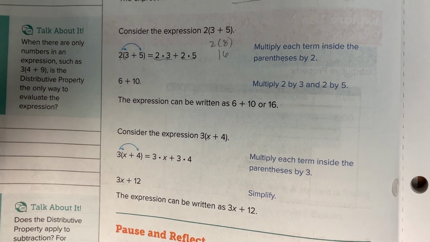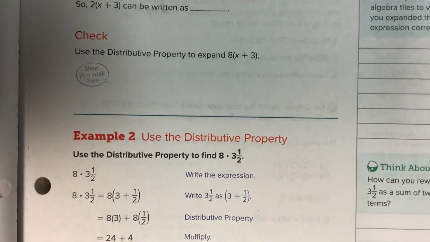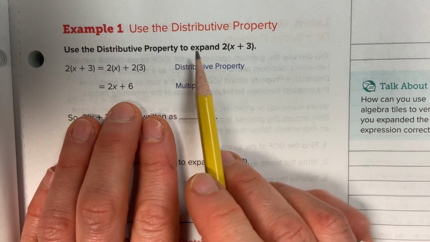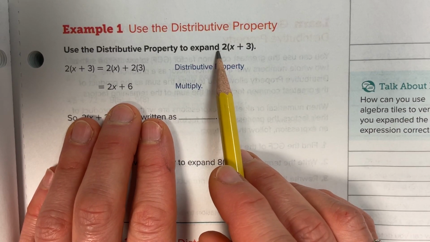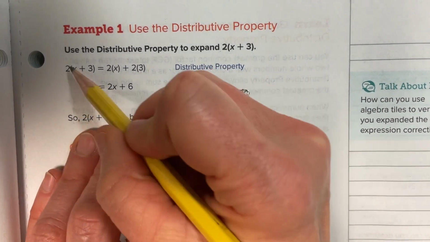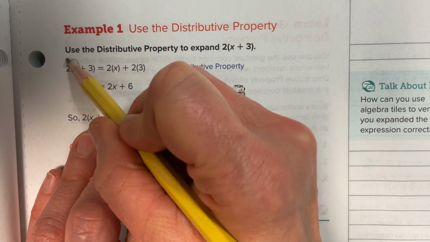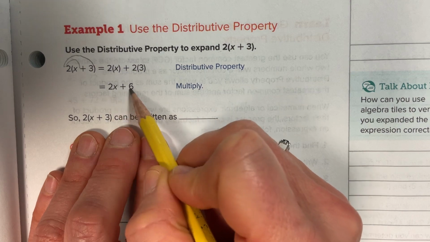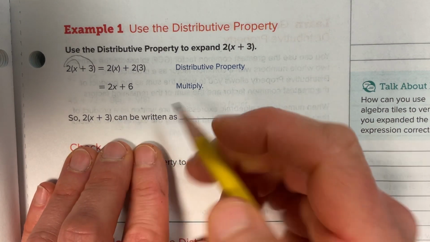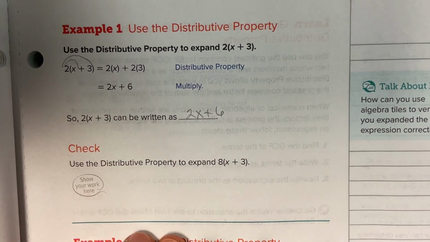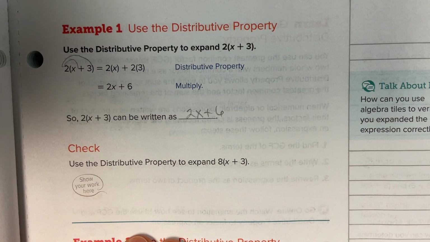So let's look at the next page at some of these examples. Use the distributive property to expand 2 times x plus 3. Again, all you would do is say 2 times x and 2 times 3. 2 times x is 2x, 2 times 3 is 6. So if you expanded this, you could say it's 2x plus 6. All there is to it. Why don't you try this one really quick? It takes like 2 seconds. And then check and see what you get.